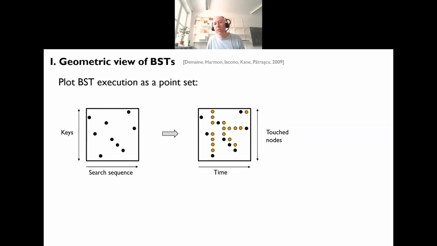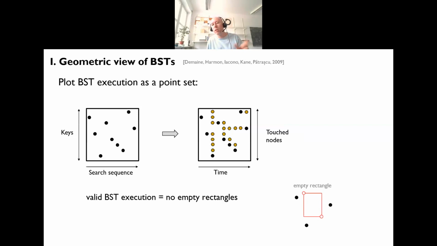So these different colored points mark the nodes which are touched during each search and rearrangement of the tree. So we find a superset of our input point set. And it turns out that there is an exact characterization of which point sets describe a valid binary search tree execution, and the condition is that there should be no empty rectangles, meaning that there should be no two points forming the corners of a rectangle which has no other points inside.